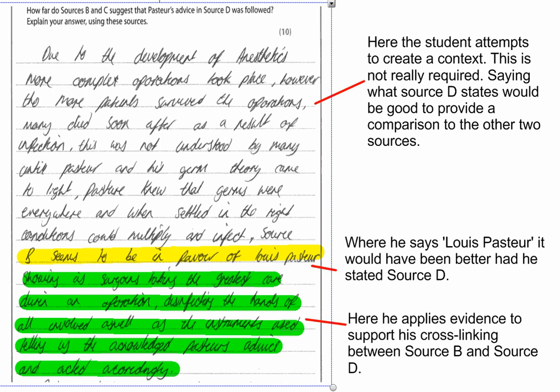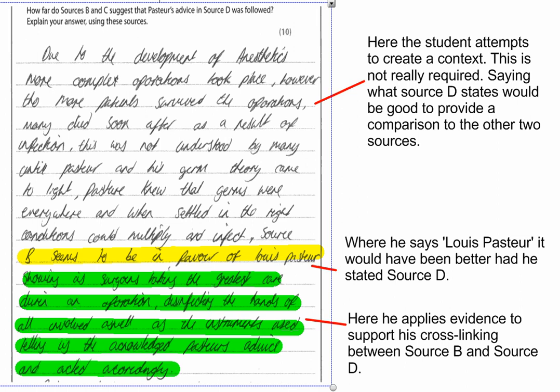Now here we see the student attempting to create a context. It's not really required. Saying what source D would have stated would have been better, to provide a comparison to the other two sources. Where we see in yellow, we begin to see him actually answer the question. Source B seems to be in favour of Louis Pasteur. It would have been better had he said source D. But he's giving us a comparison.